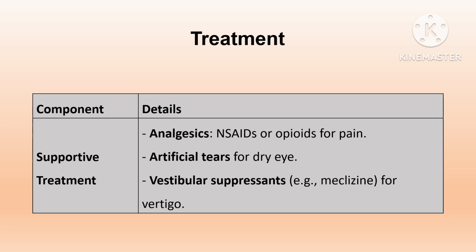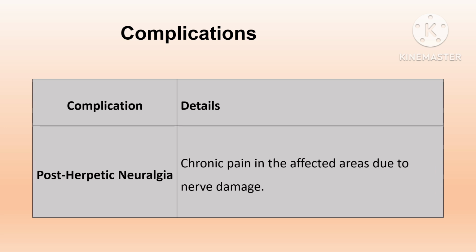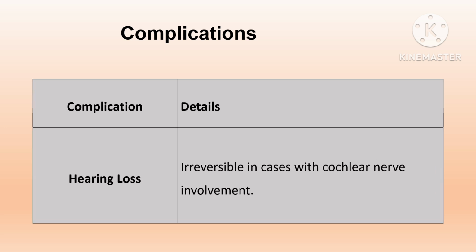If untreated or if the treatment is delayed, Ramsay Hunt syndrome can lead to serious complications. Permanent facial weakness or paralysis is a significant concern. Chronic nerve pain, called post-herpetic neuralgia, can persist for months. In some cases, patients may experience irreversible hearing loss, especially if the vestibulo-cochlear nerve is involved.